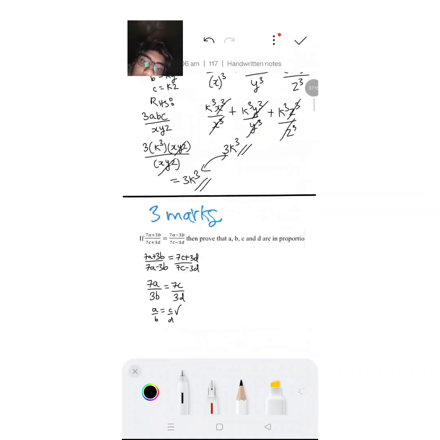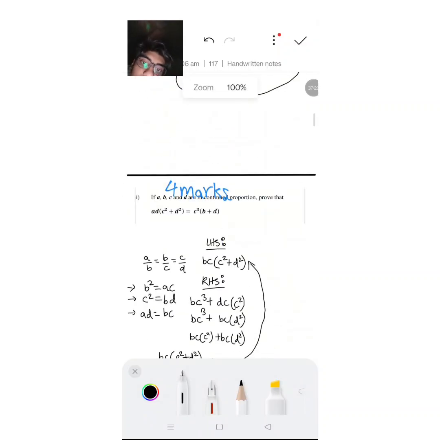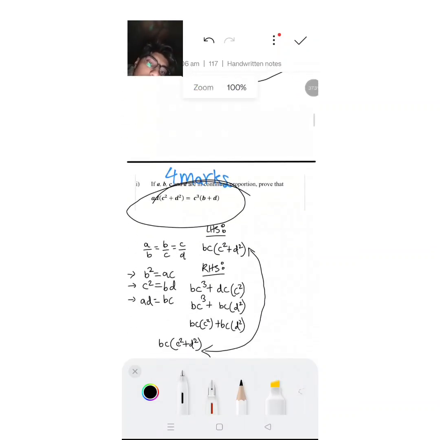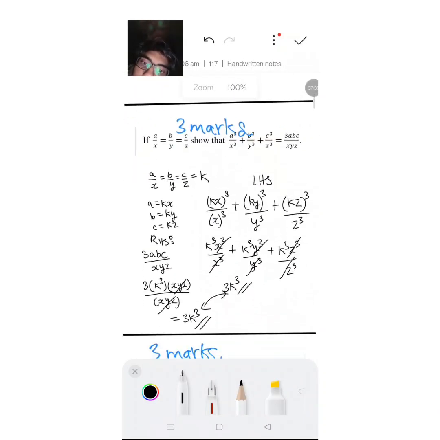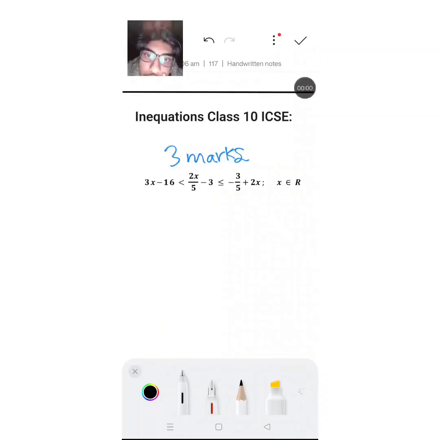The last one that has ever come was this one, which was in one of the specimen papers, I forgot. And even this one had come. So there's a chance that in the 2026 paper you can see a proof like this. Remember what I told you. If it's continued proportion, don't use the k method. If it's not, if it's something like this, then you can use the k method. Okay, so now let's do the inequality question and then we'll wrap up this session.